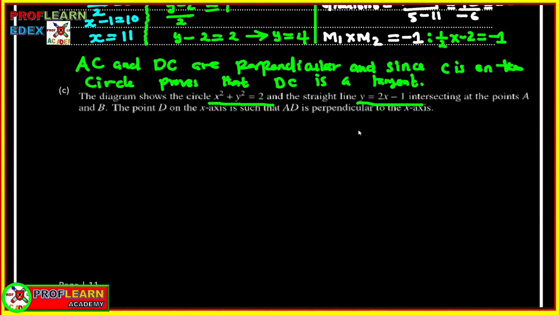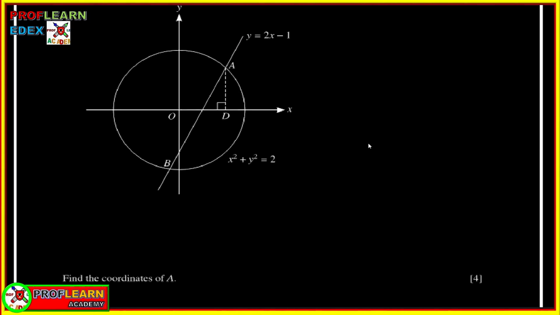The diagram shows a circle and a straight line intersecting at the point A and the point D on the axis, such that AD is perpendicular to the x-axis. So the point is, I want us to know how to find the coordinate when a circle intersects a straight line. At that point, you're going to substitute part of the equation of the straight line where you have y into the equation of a circle.